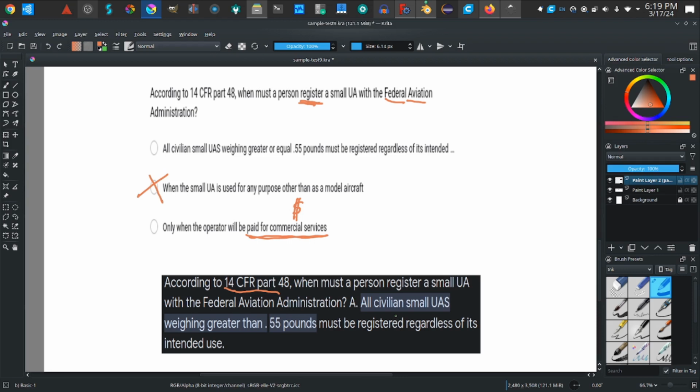Well, here we go. How I answer. All civilian small unmanned air systems weighing. Okay, that's the point. It's talking about weight here. So I can cross this one out now, because it doesn't say anything about weight. So only one is this.